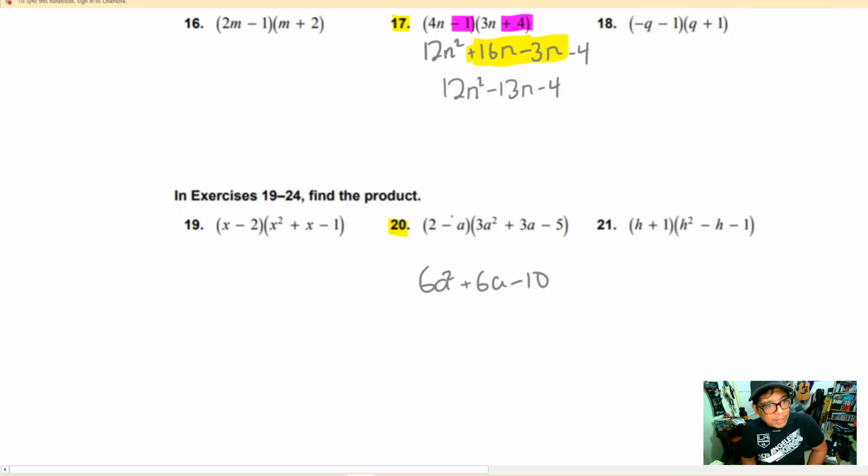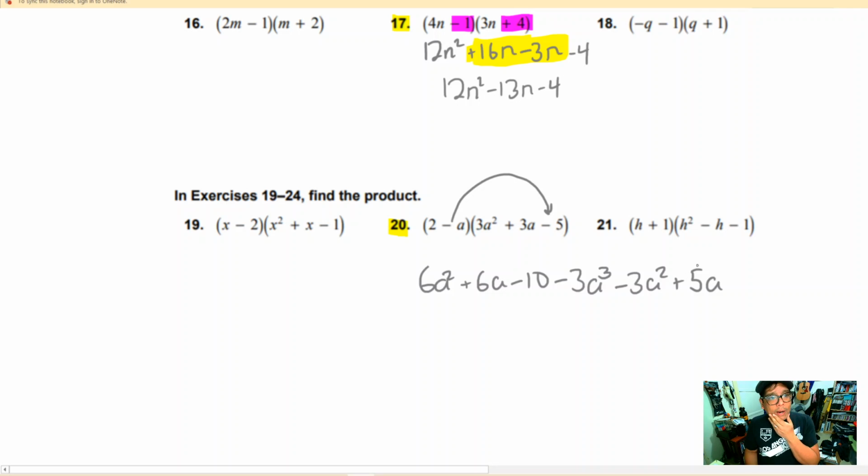So now I'm going to multiply the minus a. How much is this minus a times 3a squared? Well, that's minus 3a cubed. Now how about minus a multiplied by 3a? That is minus 3a squared. Okay, and the last one is minus a multiplied by minus 5, and that is plus 5a.